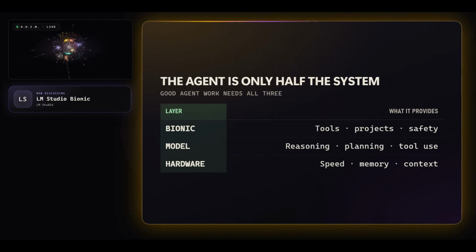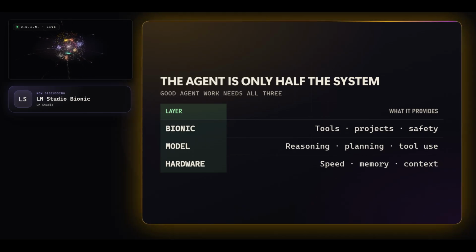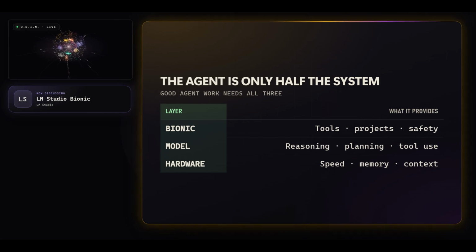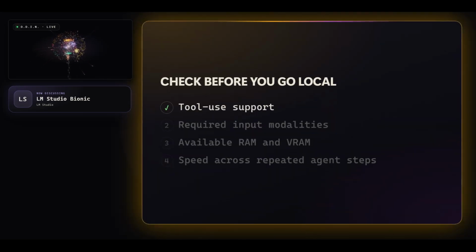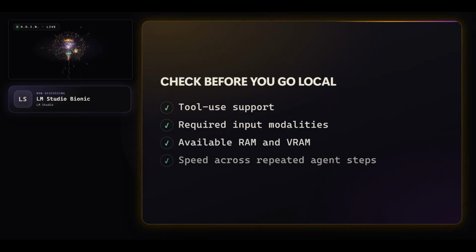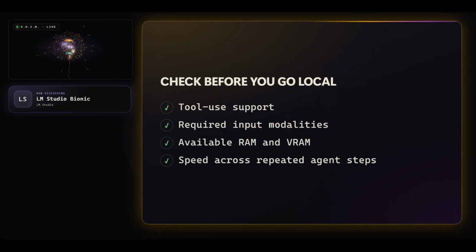The catch is model capability. A small local model may chat well but struggle with reliable tool use, long investigations, or large code changes. Bionic cannot manufacture intelligence the model lacks. Before choosing locally, check whether the model supports the tools and image input your task needs, whether it fits memory, and whether its speed is practical for repeated agent steps.